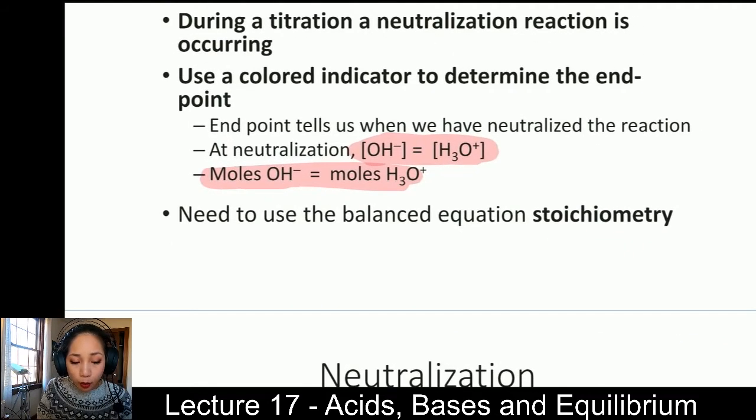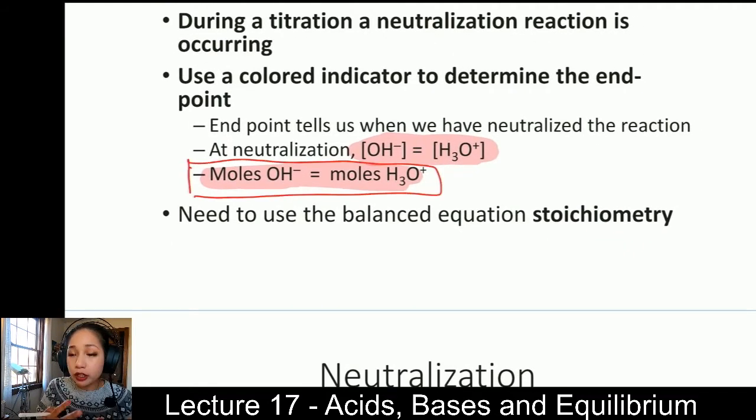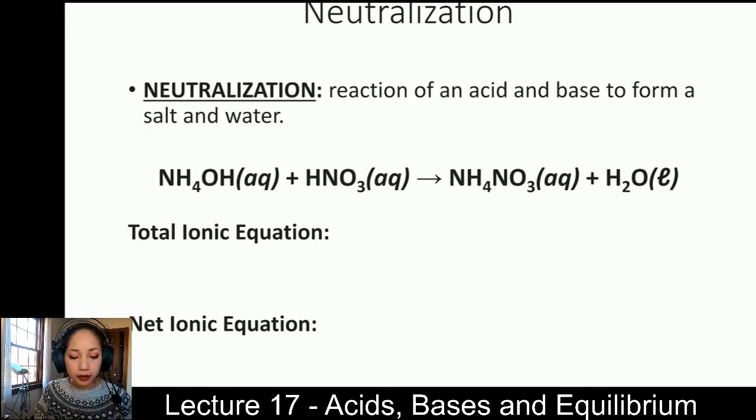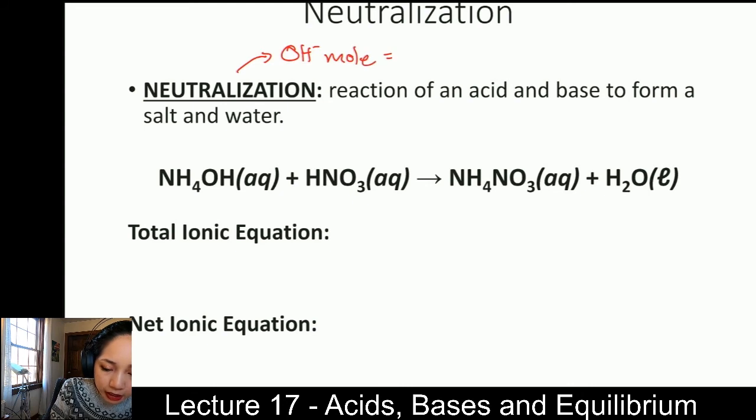And so this is important. This point is important because we can use this knowledge, that at neutralization, moles of OH equal moles of H3O+, to use this in stoichiometry to figure out the concentration of the unknown species. All right. So neutralization occurs in titration problems. So when we react an acid and a base to form salt and water, essentially we're neutralizing the base and the acid to form salt and water. So once we're neutralized, our OH number of moles equals our hydronium number of moles.